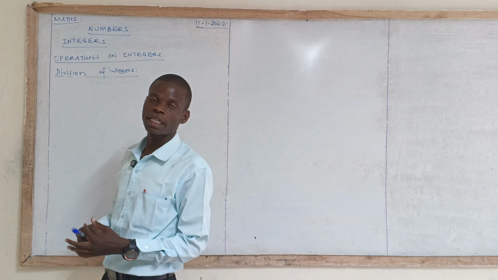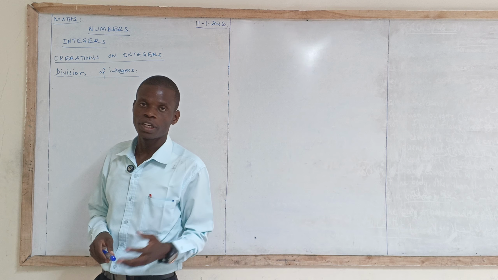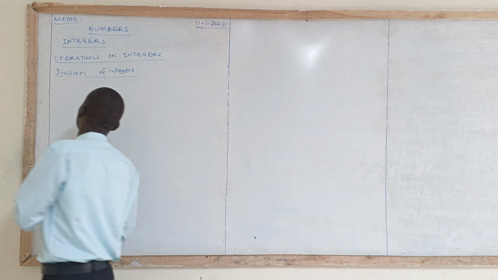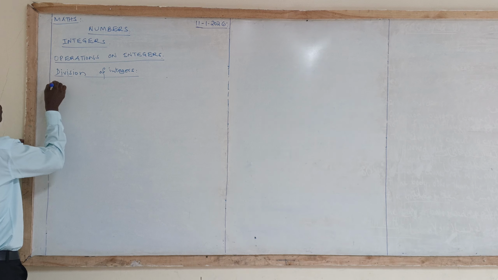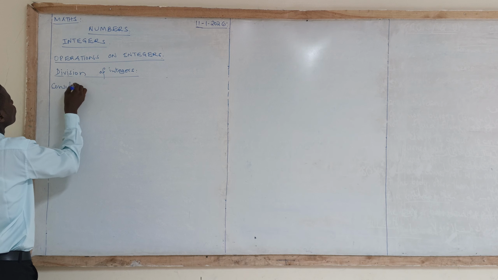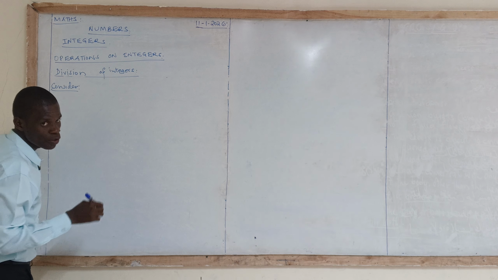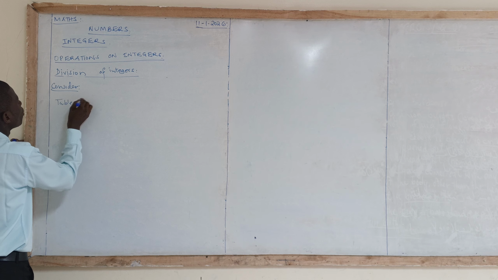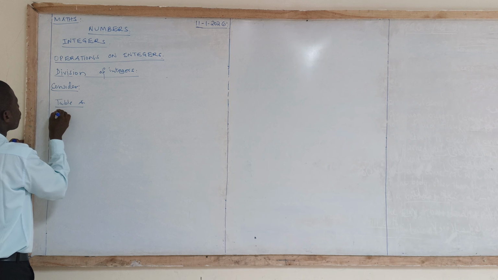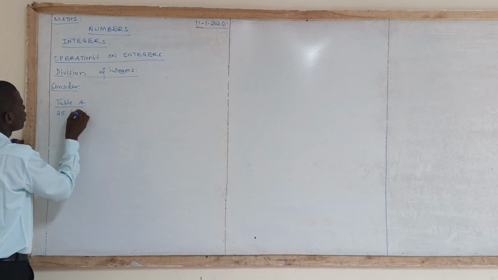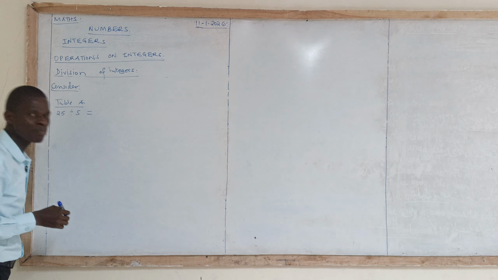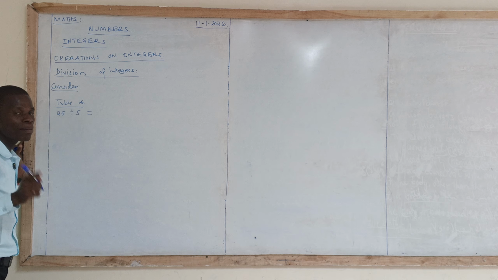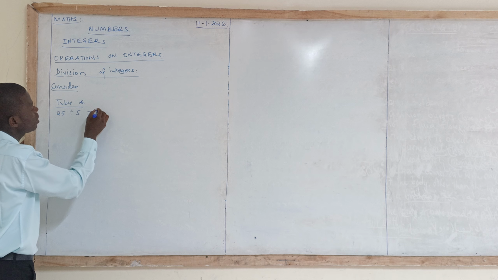We are done with the multiplication of integers. The next thing we have is division of integers. So here, let us consider two tables. Table A, we have 25 divided by 5. Very simple. 25 divided by 5 is a number, if I multiply by 5, I get 25. That is 5.